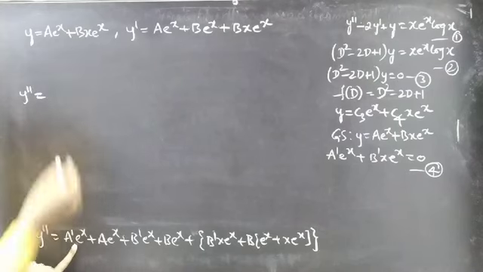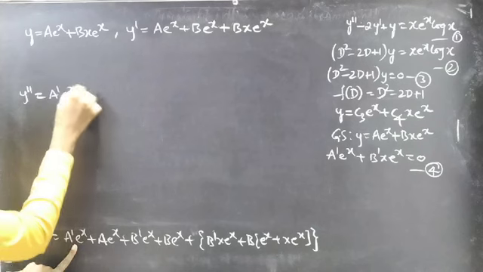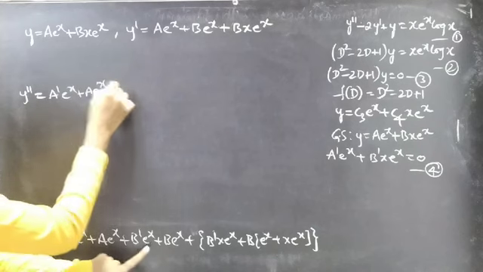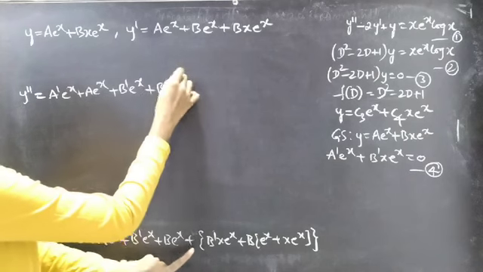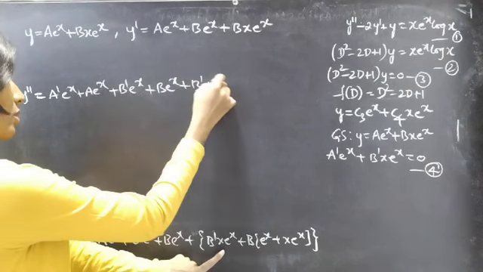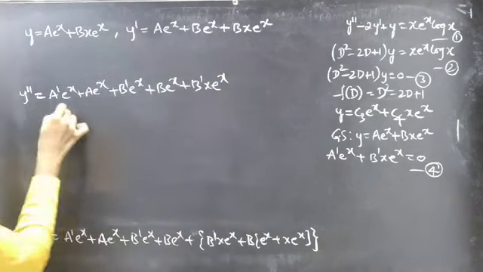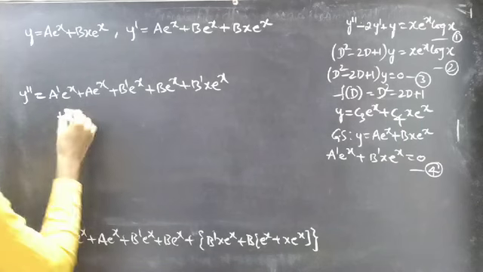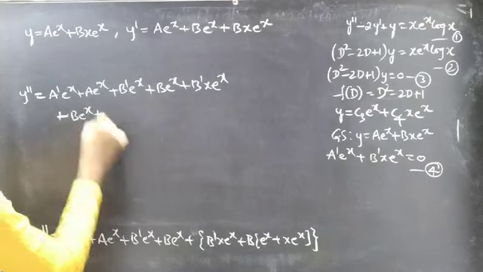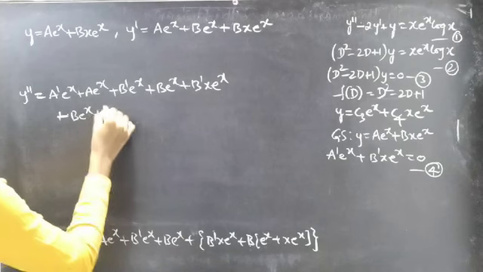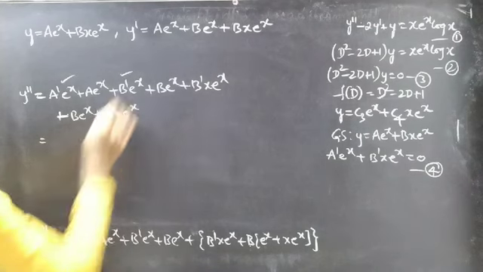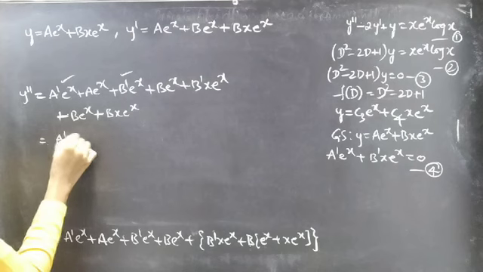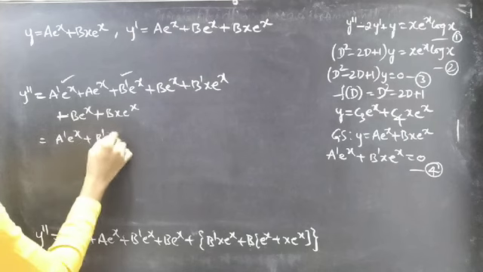y double dash becomes a dash e power x plus a e power x plus b dash e power x plus b e power x plus b dash x e power x plus b into e power x plus bx e power x. Now write the terms involving a dash and b dash first. We'll get a dash e power x plus b dash e power x.